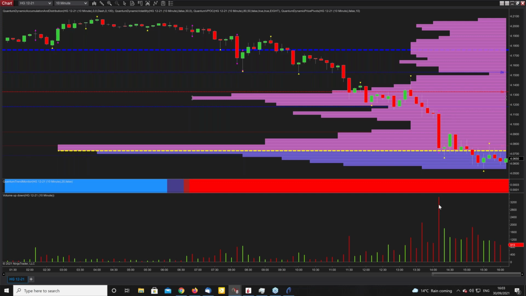We know the big operators are in here. What do we expect? Congestion for two reasons. First of all, we've got a volatility trigger. Secondly, we're down at the volume point of control. Now what we're waiting for is a move lower. So we're on the 10-minute.